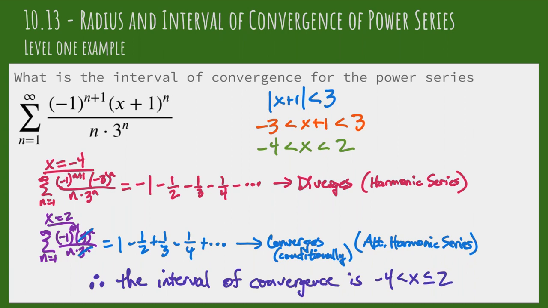Remember, we're not including the negative 4 because it diverged at negative 4. We are including the 2 because it converges at 2. So the interval of convergence is negative 4 is less than x is less than or equal to 2. You could also write it in interval notation like this, and that would also be acceptable. Just make sure that it's clear that we do not include the negative 4 and we do include the 2.